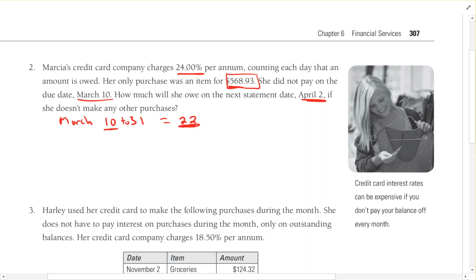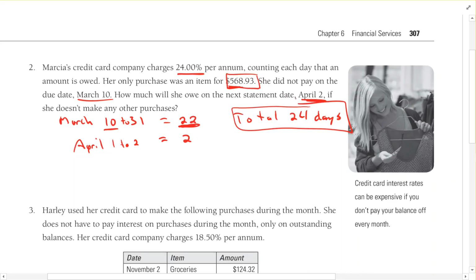Okay, and then to the 2nd, so April 2nd. So in April, it goes from the 1st to the 2nd, we'll say. And that's going to be 2 days. So in total, there's going to be 24 days that she's gone over, right? So 24 days. Now what we've got to do is just use our formula that we've been using.